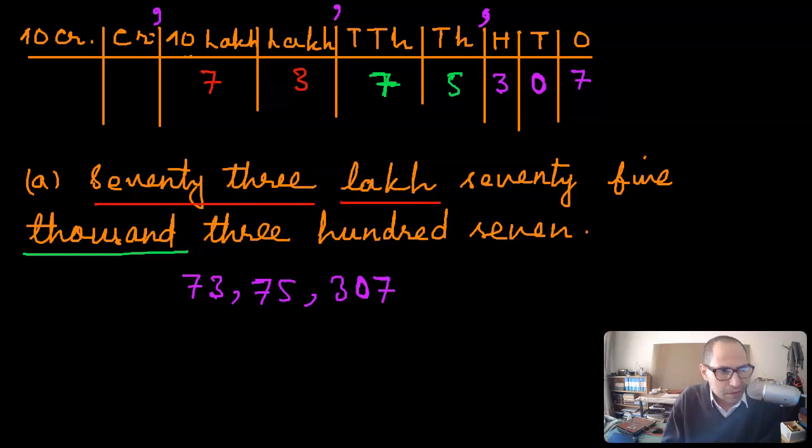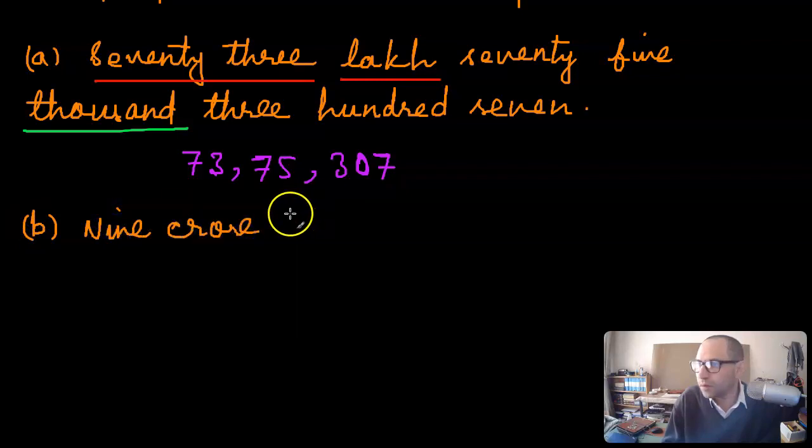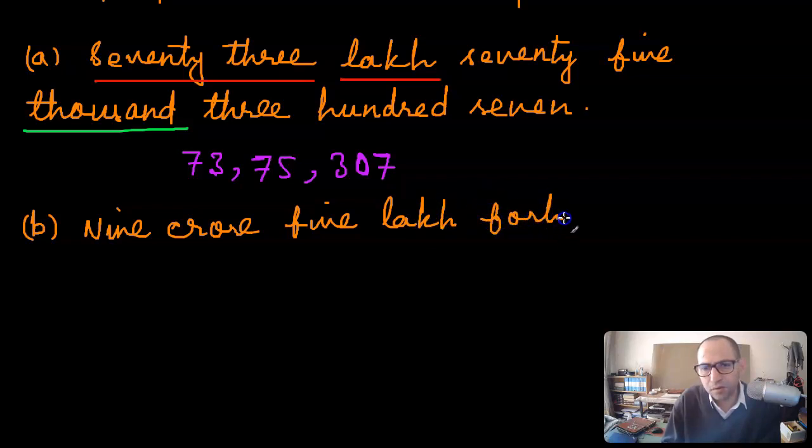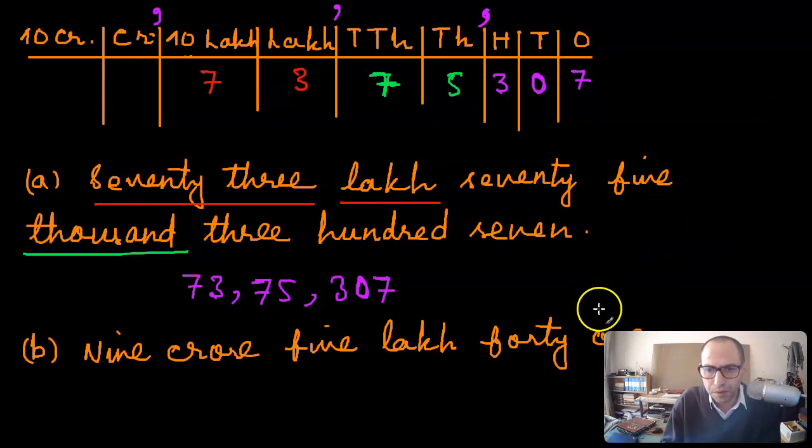Now the second number is 9,05,41. So that's the number that you have. Now, how do we write this number? So there is a 1 over here, right?